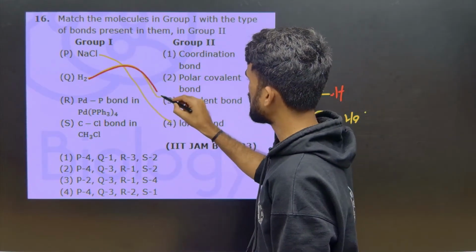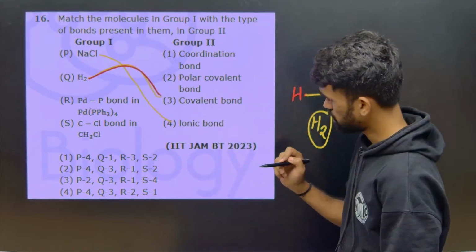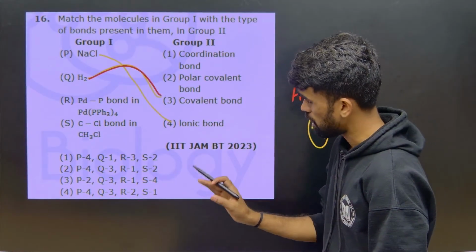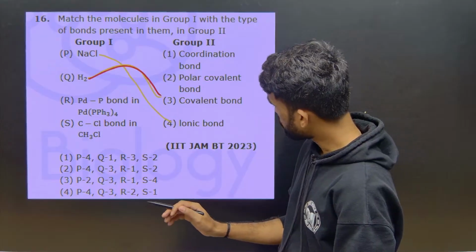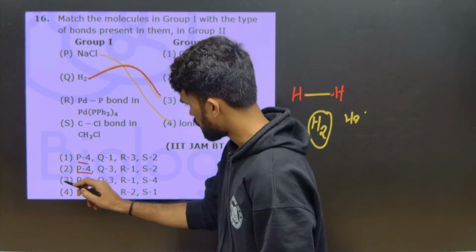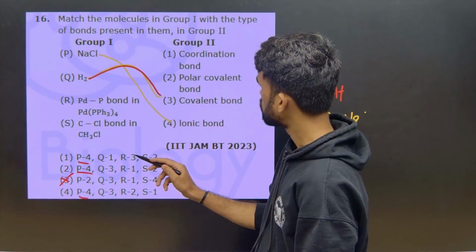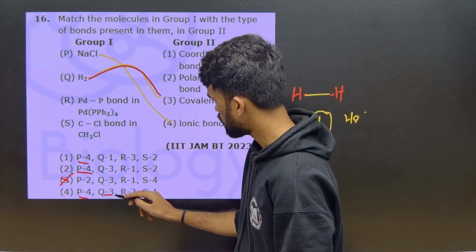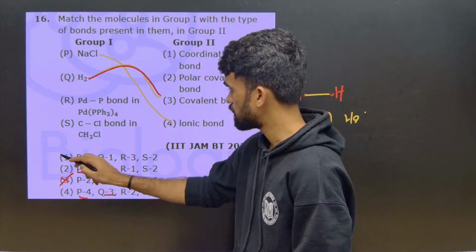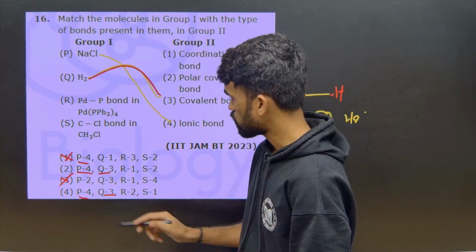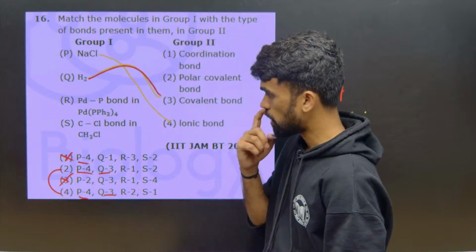Next, now based on this, just look at what options we have. P4, eliminate this. Next, Q3, okay, eliminate this one. Now what you have is only between 2 and 4.